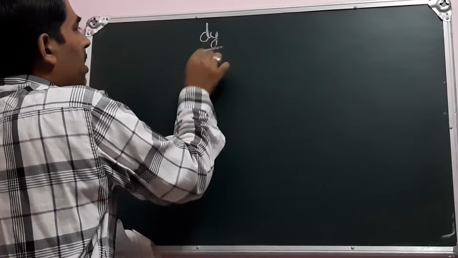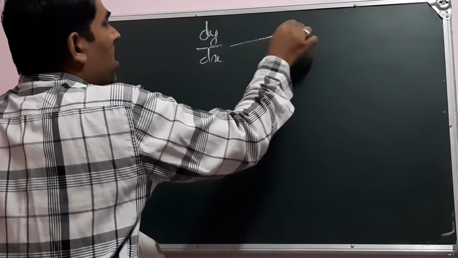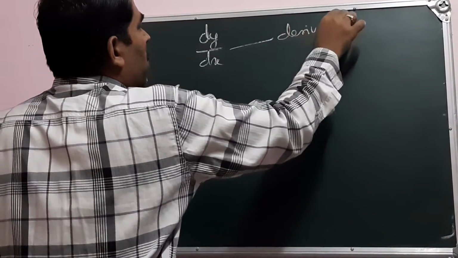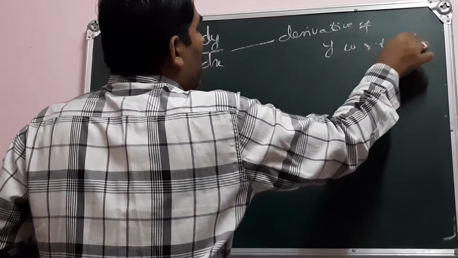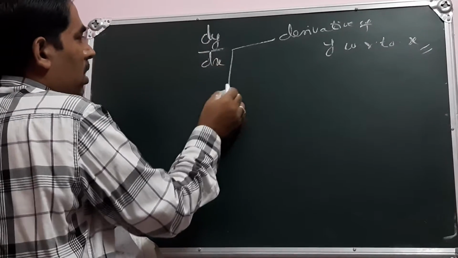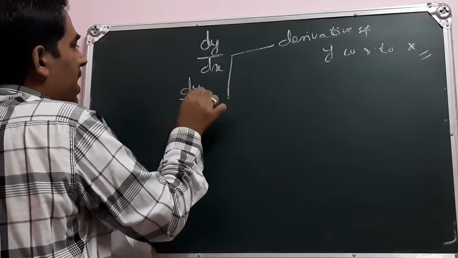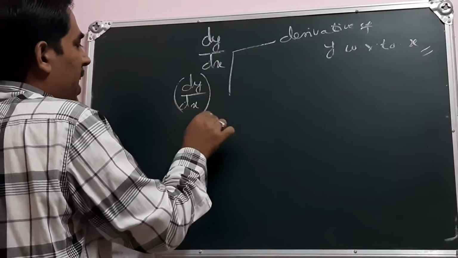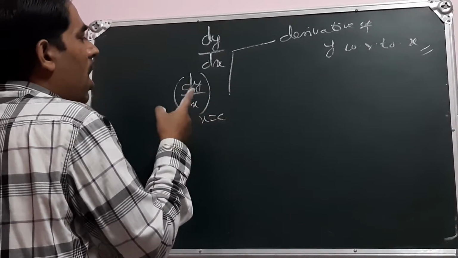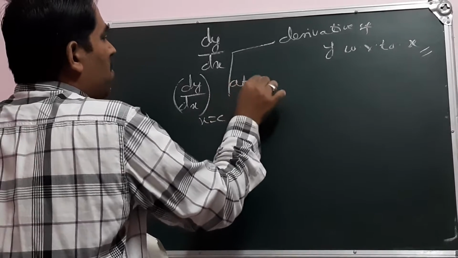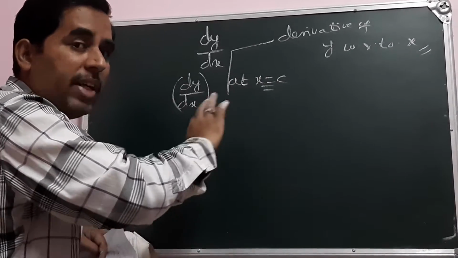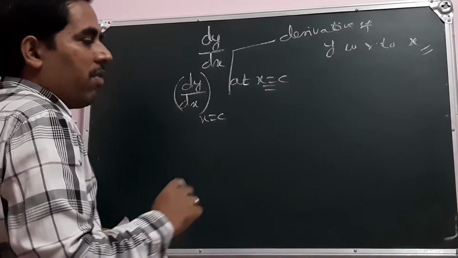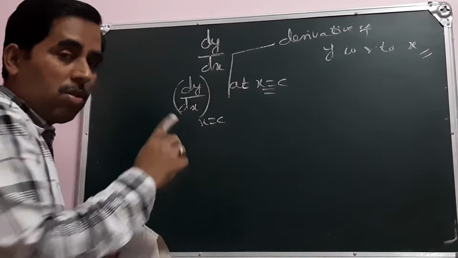Derivative, dy by dx. This is called the derivative of y, the dependent variable, with respect to x. If I write dy by dx at x is equal to c, it means the derivative at some point, say x is equal to c. What is the expression for this? We write the expression as limit of h tends to 0 of f of c plus h minus f of c, divided by h. We have to remember this expression.